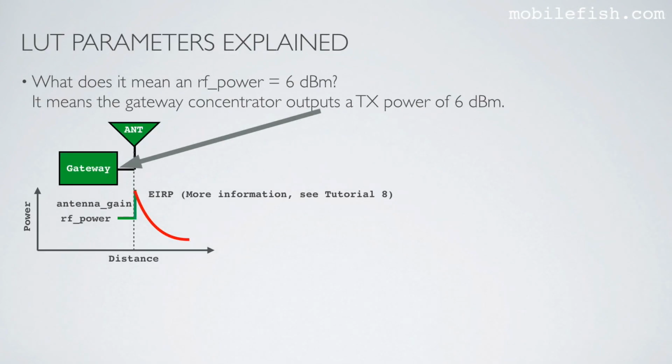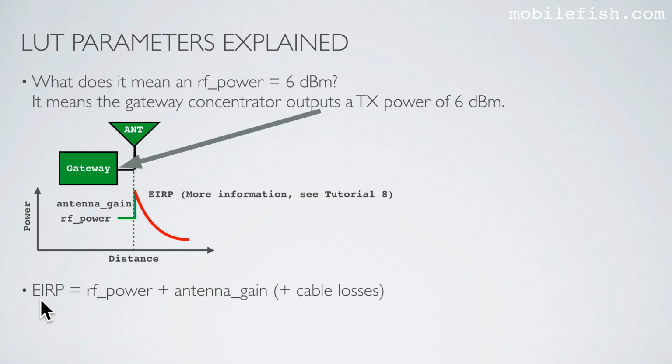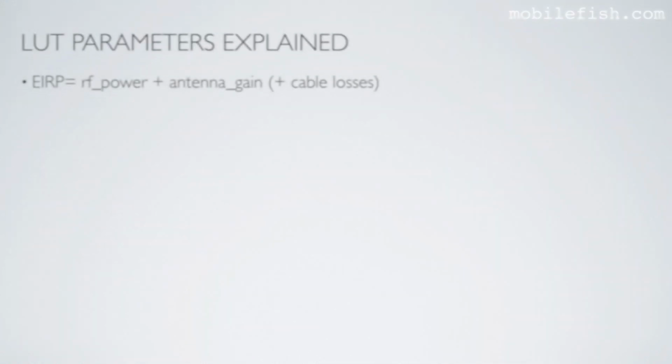So what does it mean when the RF power is 6 dBm? It means the gateway concentrator outputs a transmit power of 6 dBm at this point. So the gateway outputs an RF power of 6 dBm, not including the antenna gain. So the AERP is the RF power plus the antenna gain, and the antenna gain is including the cable losses.